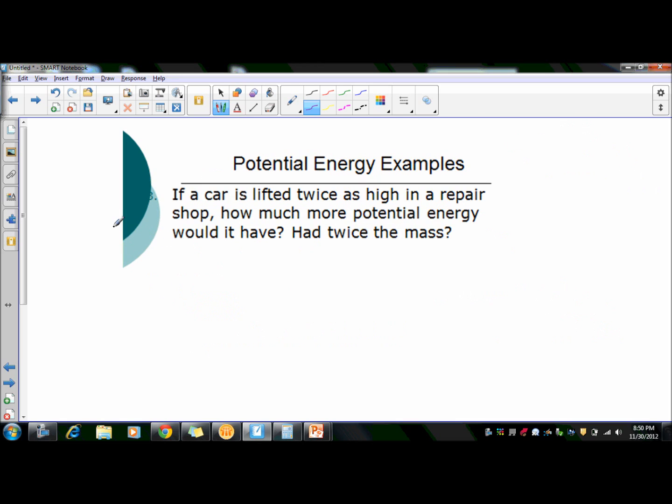So now let's see. If a car is lifted twice as high, how much more potential energy would it have? Well, twice doesn't have a unit. That means this must be a factor question. So we start with our equation. PE equals mgh. We're lifting it twice as high, so we're changing height. And how much more potential energy would it possess?